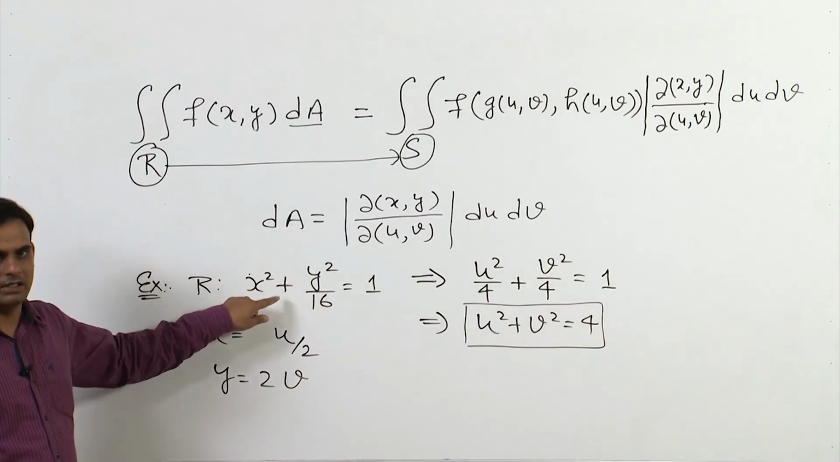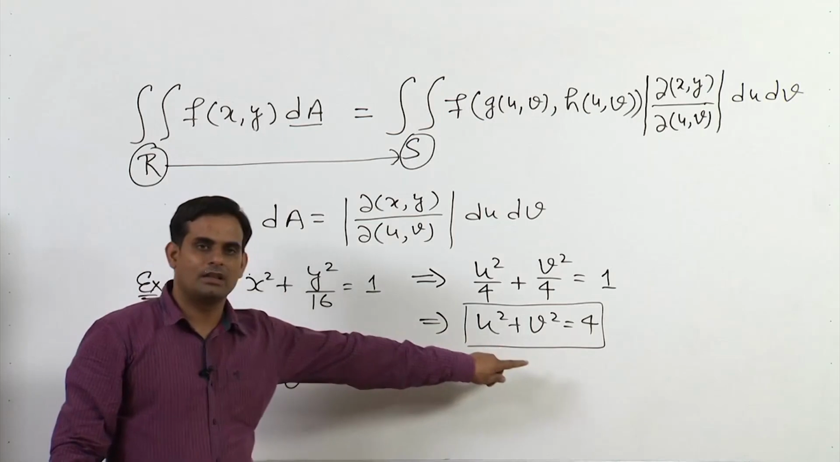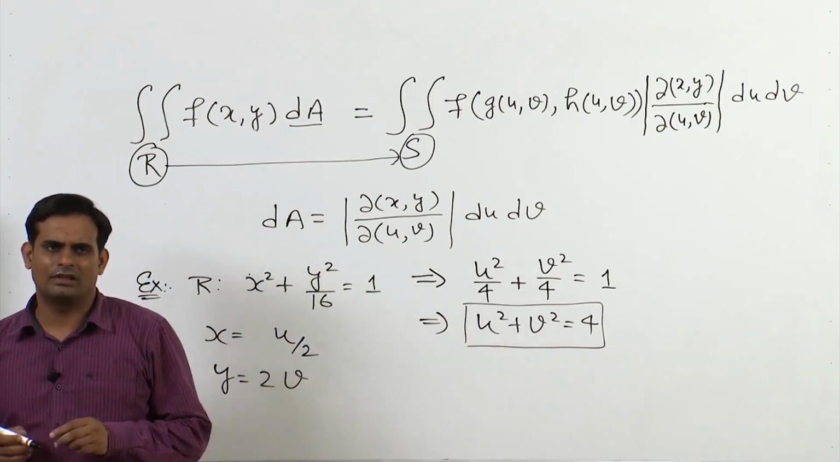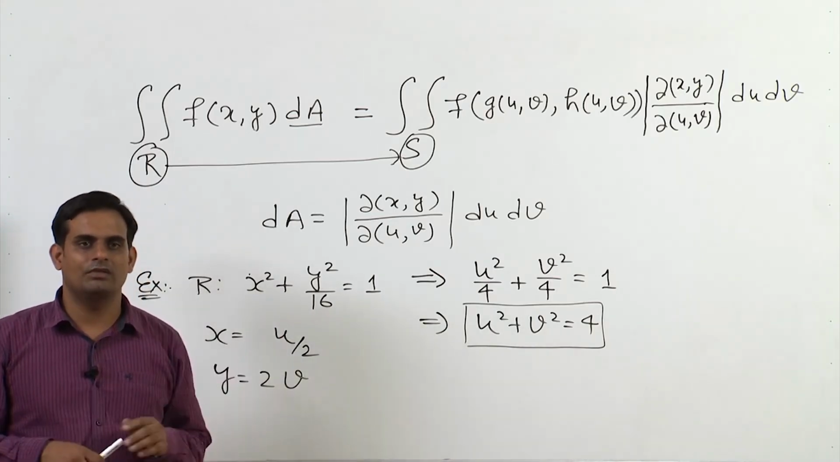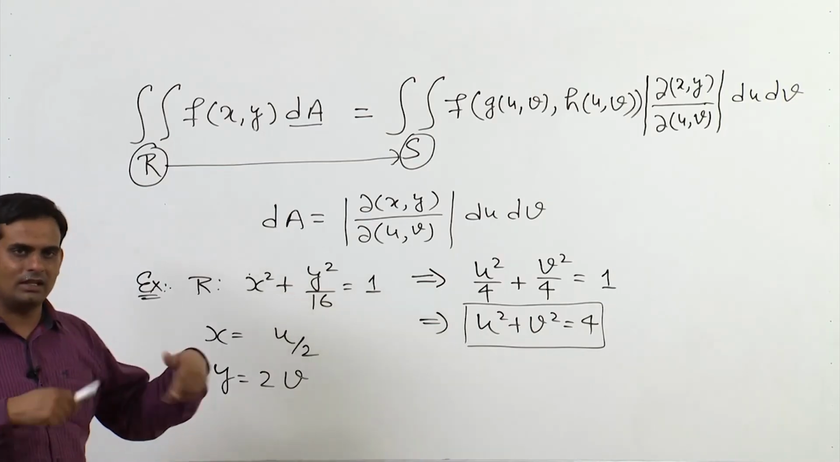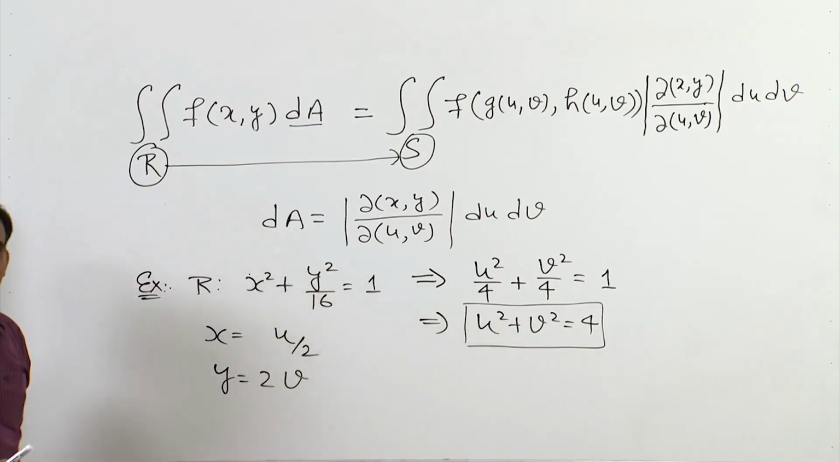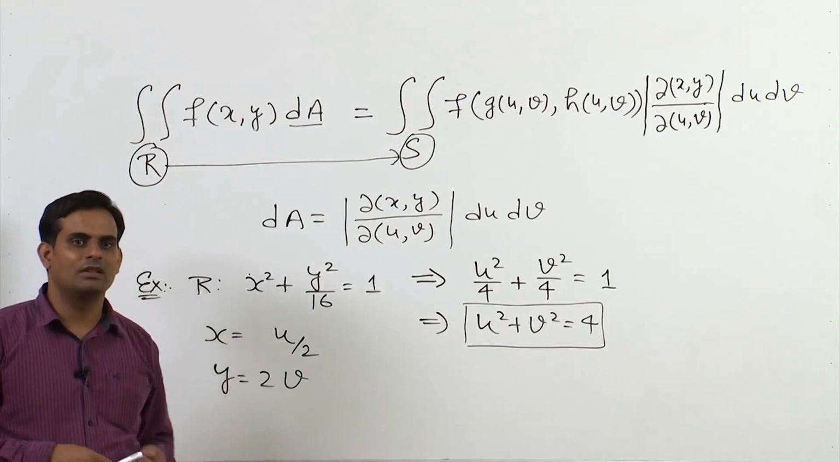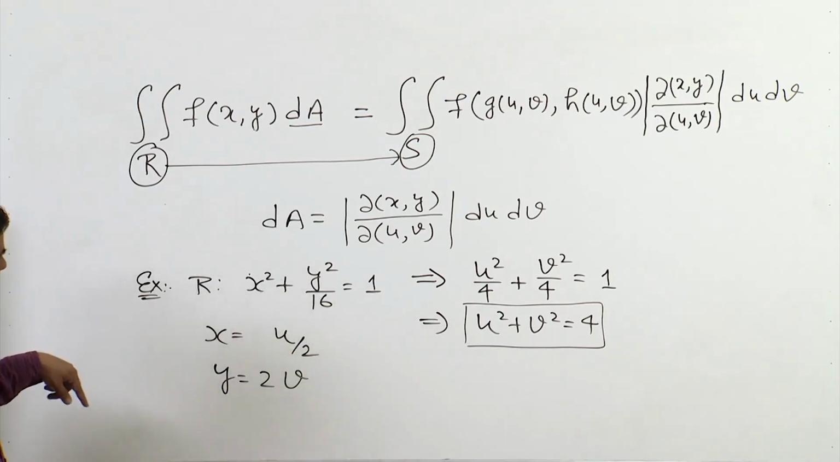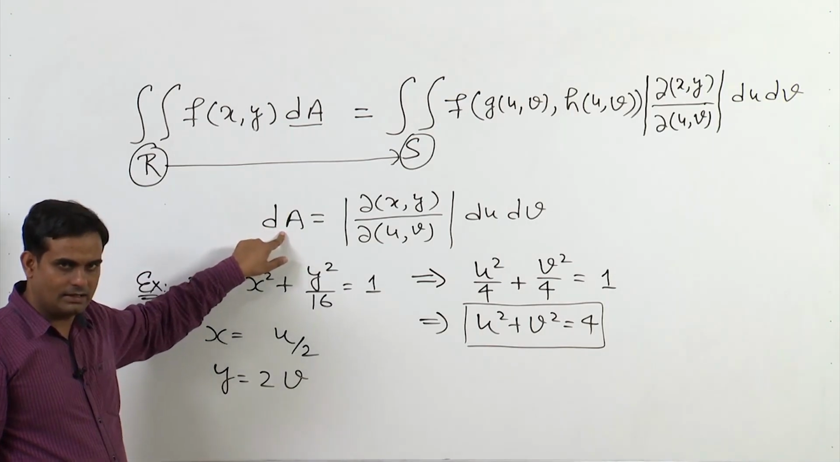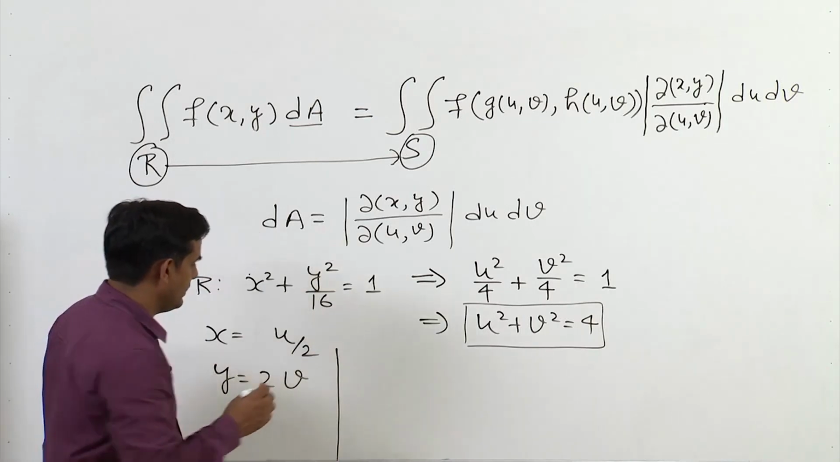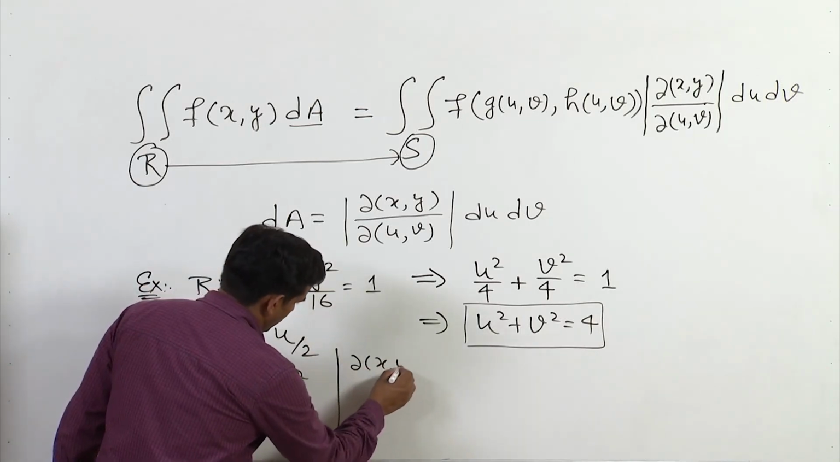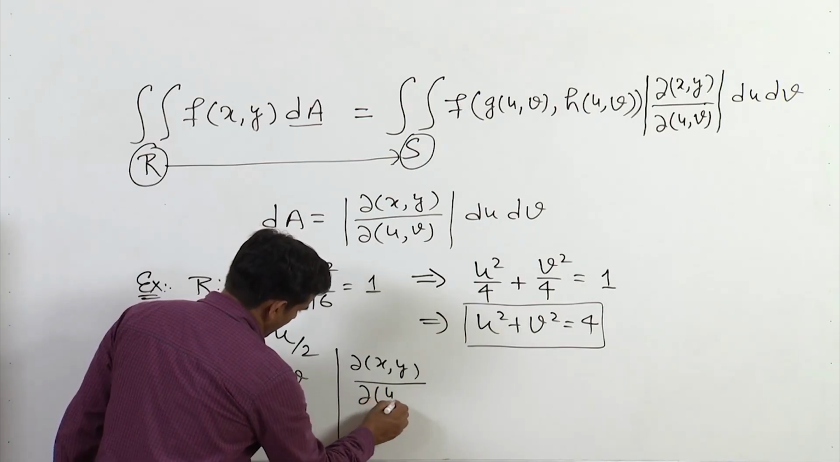So, my original region was an ellipse, now it becomes a circle, and you know that integration over a circle is quite easy when compared to an ellipse, because there you can convert it into polar coordinates and have constant limits for r as well as for theta. The other thing which is important to notice here is what dA will be in this case. First of all we need to calculate the Jacobian, del of x y upon del of u v.